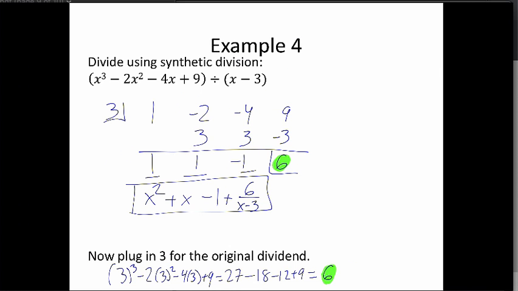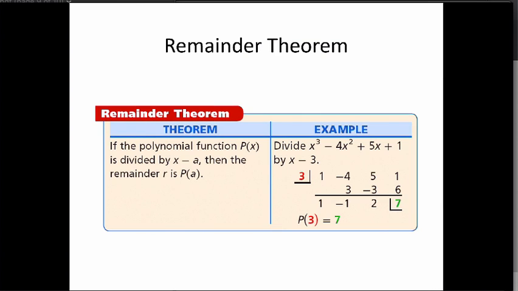Let's take a look at the official wording for the remainder theorem. So the remainder theorem says if the polynomial p of x is divided by x minus a, then the remainder is r, or the remainder r is p of a. In other words, what happens when you plug in that value a?